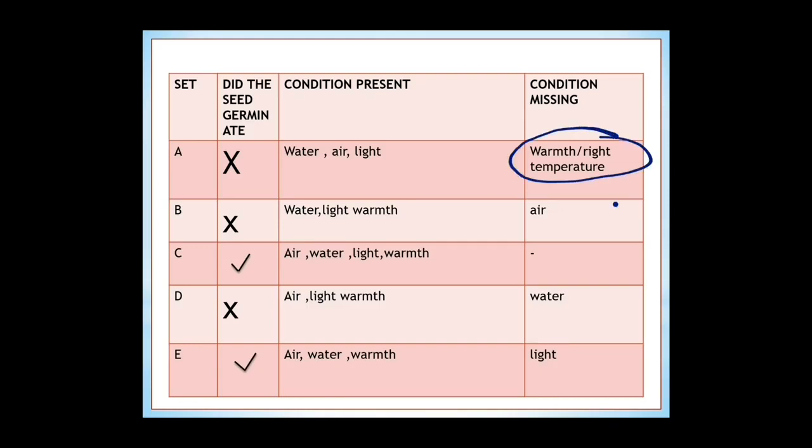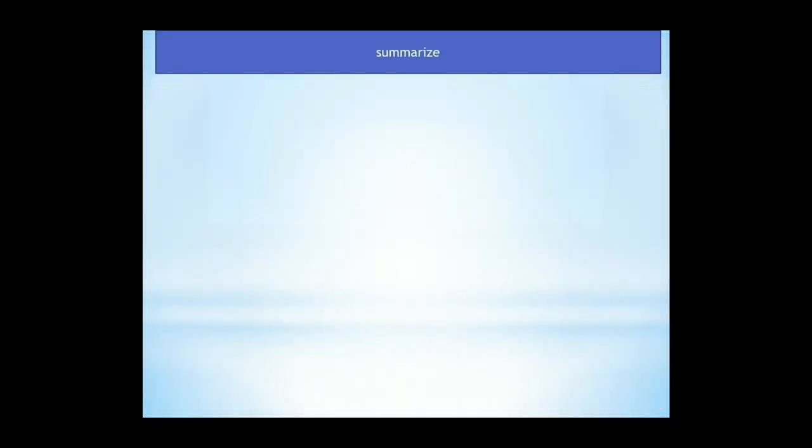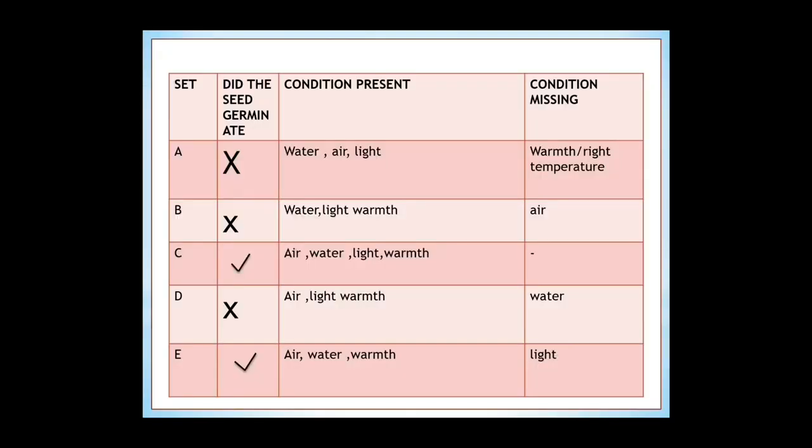And in set B, oil was there, so air cannot contact with oil, so there was no germination. Now in set D, similarly, seeds did not germinate because water was not there. And now in set E, if you look, light is a condition missing. Even though it is missing, seeds are germinated.